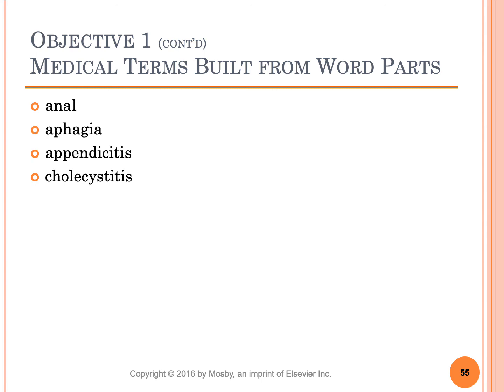Cholecystitis. Remember, cyst means bladder, and chole means bile, or gallbladder, so inflammation of the gallbladder. Cholelithiasis. Remember the word part litho? That means stone. So here we have a condition of a gallbladder with stones, or stones in the gallbladder. Colitis, inflammation of the colon. Duodenal, pertaining to the duodenum.